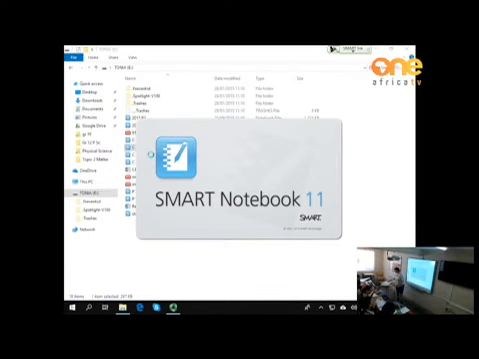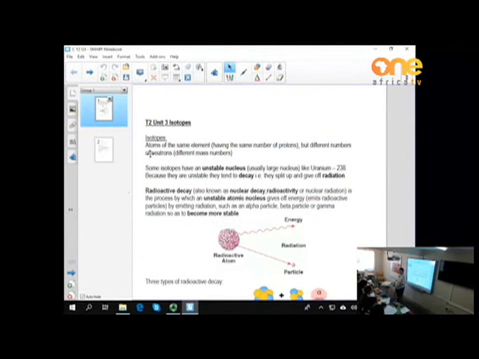Unit 3, the heading is Isotopes. Who can give me the definition of an isotope? Yes, atoms of the same element. In other words, they've got the same number of protons, but they've got different mass numbers, which means the number of neutrons. When they ask the definition for isotopes in a test or an exam paper, we had specimen papers.